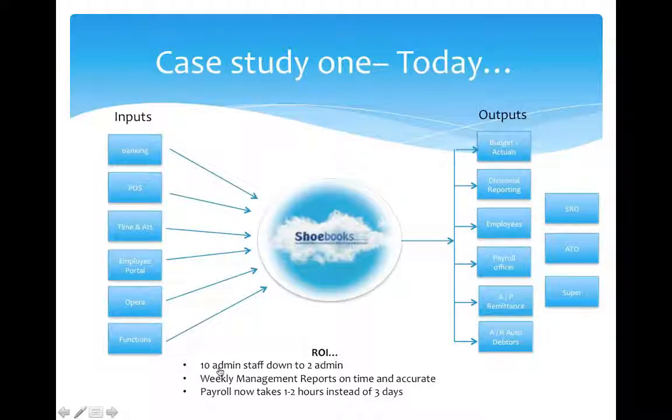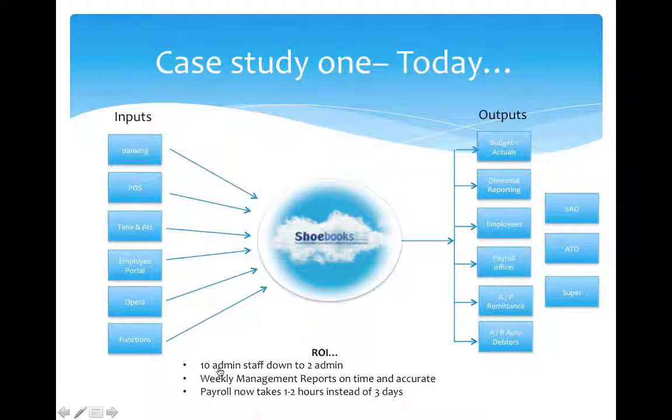So just quickly, all the inputs now: banking, point of sale, time and attendance, employee information, a few of their other systems. We've now set up feeds from all of those that suck into Shoebooks on either a nightly or weekly basis, and outputs are pretty straightforward now. So for the owners, they're getting budgets versus actuals. The divisional reporting, which I explained, which is a huge benefit.